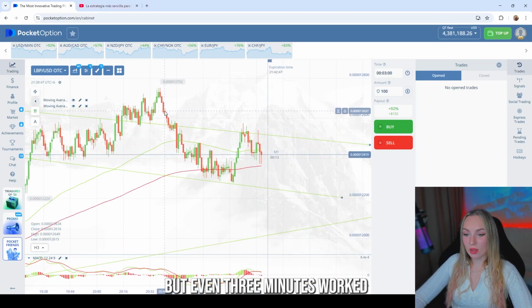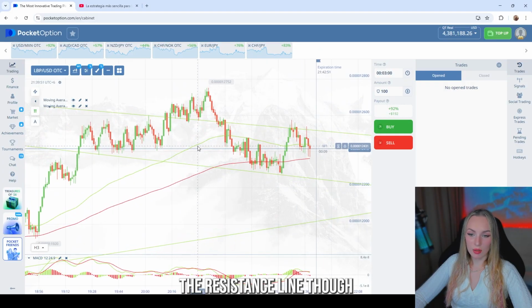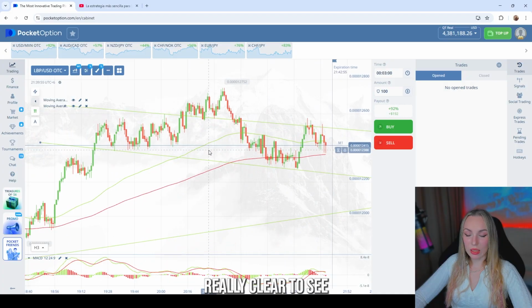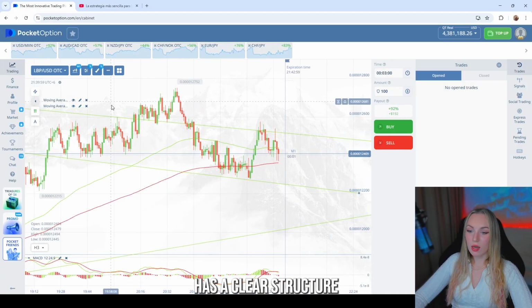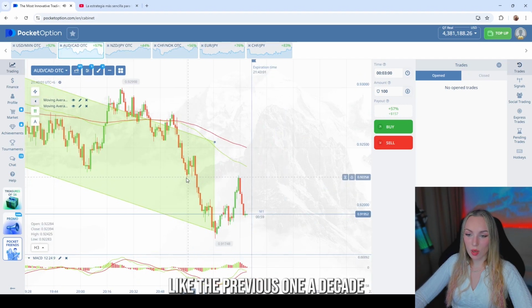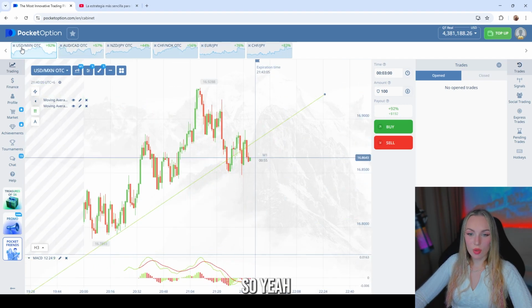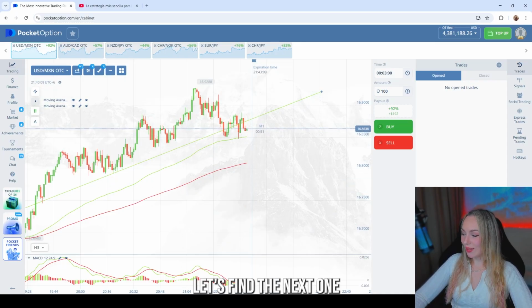Maybe if I entered not for 3 but for 4 minutes it would be better, but even 3 minutes worked, so I identified correctly the resistance line, though the resistance line here is not really clear to see. I wouldn't say that this chart has a clear structure like the previous one, AUD CAD. So yeah, let's go, let's find the next one.